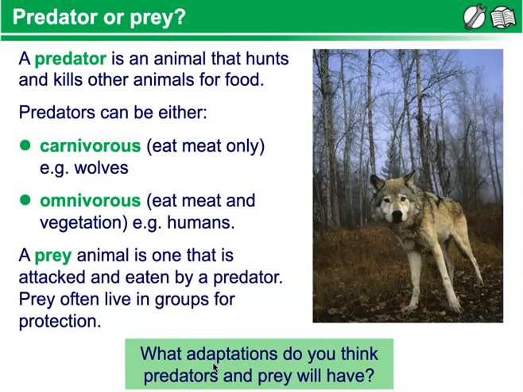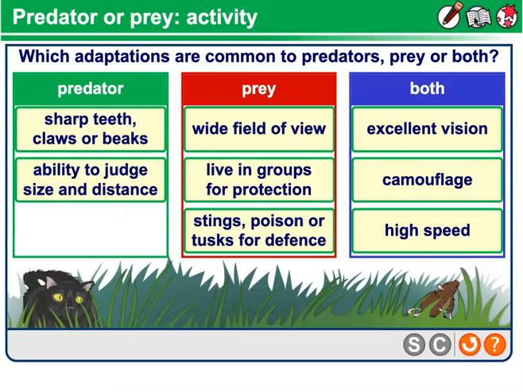A prey animal is one that is attacked and eaten by a predator. Prey often live in groups for protection. So what adaptations do you think predators and prey will have? Some of the adaptations that are common to predators, to prey, or to both include the following. Predators oftentimes have adaptation of sharp teeth, claws, or beaks, and an ability to judge size and distance very well.